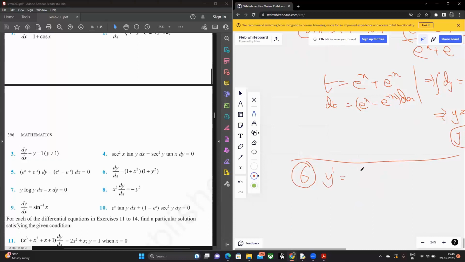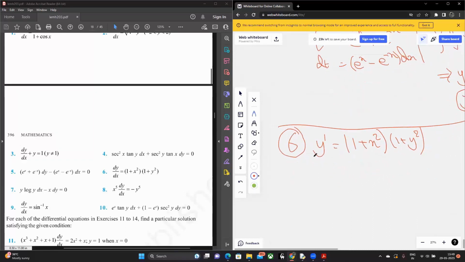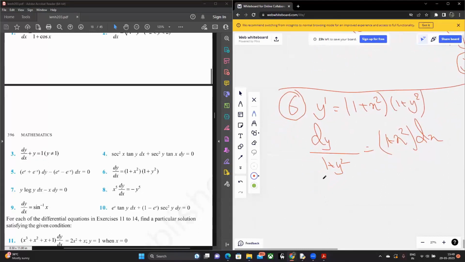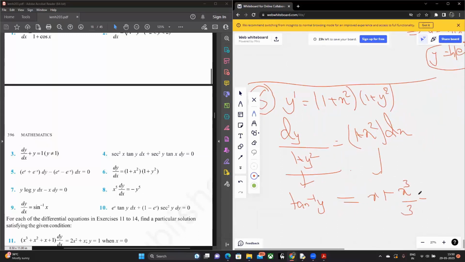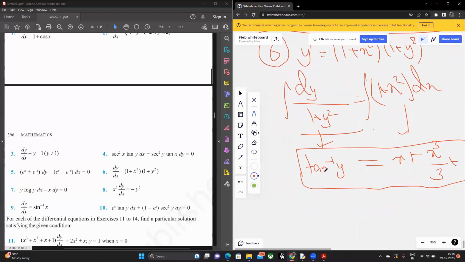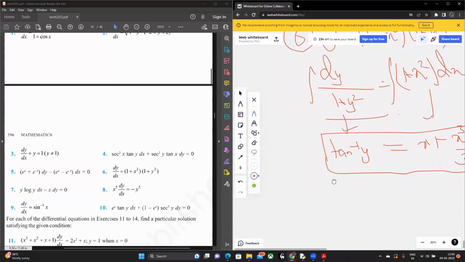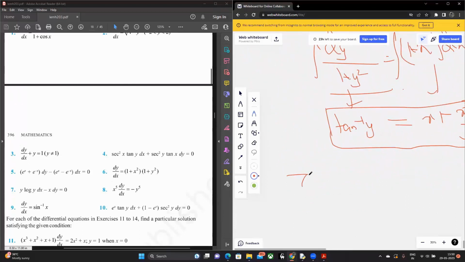Question number 6. 6 is y dash equals 1 plus x squared into 1 plus y squared, right? Here it's dy by 1 plus y squared equals 1 plus x squared times dx. This is basically tan inverse y equals x plus x cubed by 3 plus c, right? Taking the integral on both sides. These are standard integrals, right? Everybody should know this. Nobody should be confused. Yeah, this is the solution. This is direct, right? So I'm not spending much time on this. I'm just directly going to the steps, giving some steps wherever necessary, and then writing the answer.